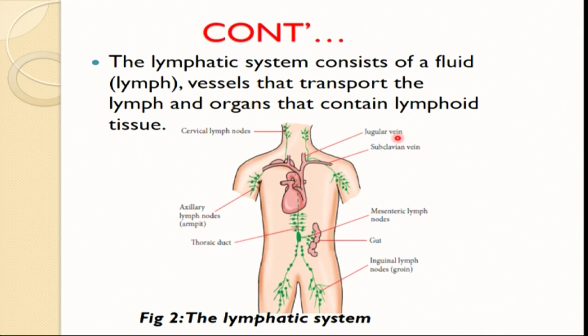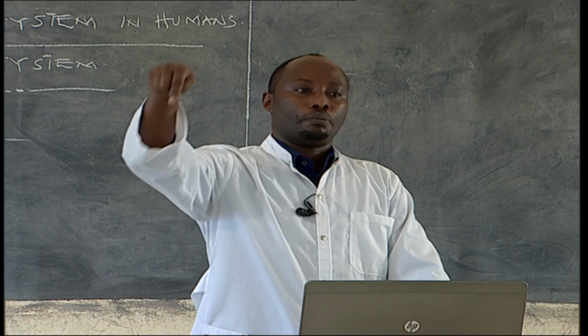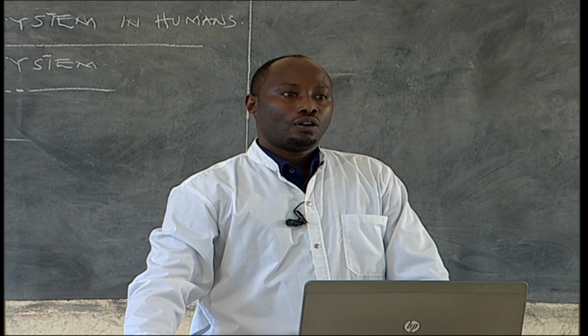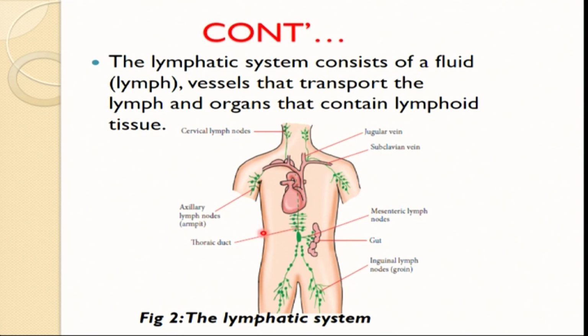We have the jugular veins. We have the cervical lymph nodes. These are the parts that normally do the filtering before the lymph is emptied back into the blood. We have the mesenteric lymph nodes around the gut. We have the inguinal lymph nodes. We have the thoracic duct, which also empties the lymph fluid back into the blood circulation. All these are nodes responsible for filtering the lymph before it is emptied back into the bloodstream.